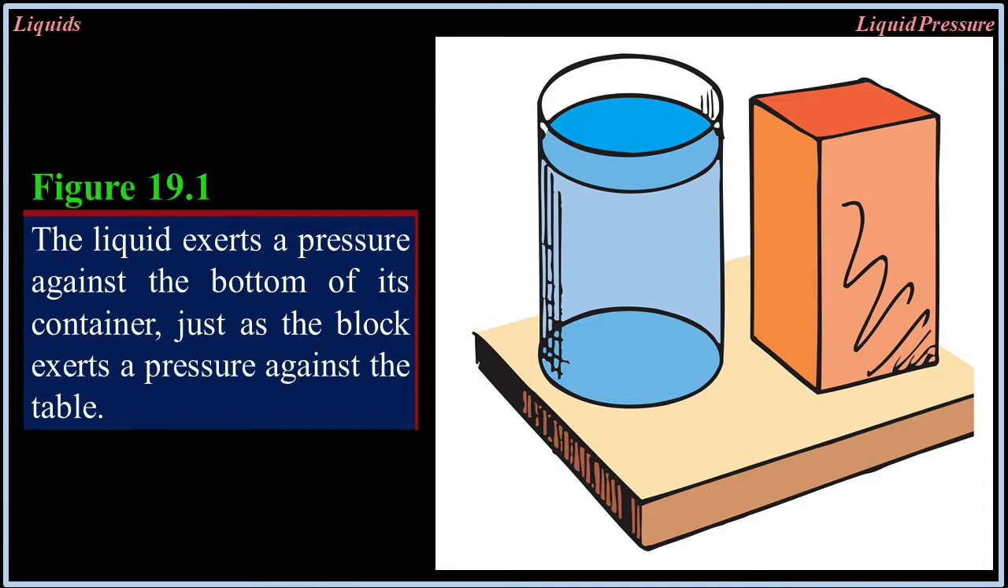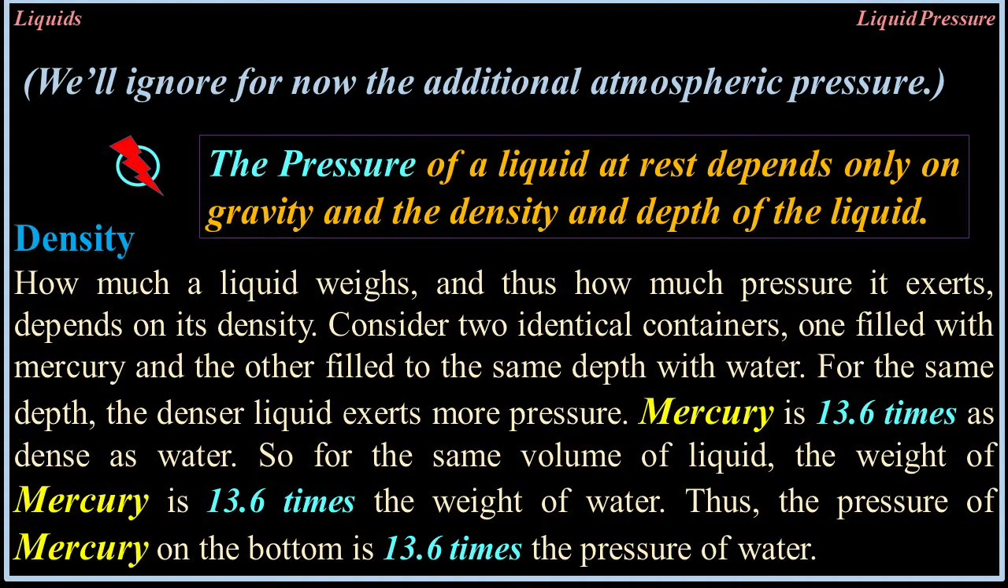Figure 19.1. The liquid exerts a pressure against the bottom of the container just as the block exerts a pressure against the table. We'll ignore for now the additional atmospheric pressure. The pressure of a liquid at rest depends only on gravity and the density and depth of the liquid. Density, how much liquid weighs and thus how much pressure it exerts, depends on its density.